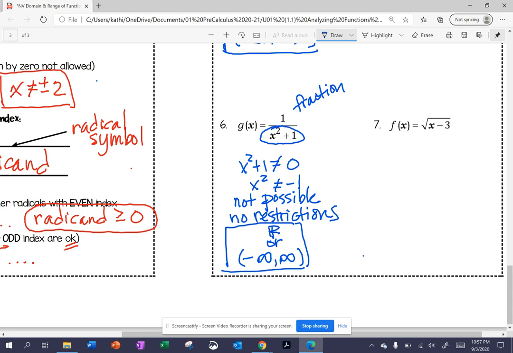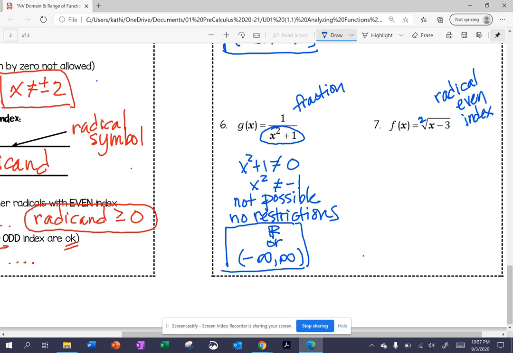Number 7. So I'm asking myself two questions. Do I have a fraction? No. Do I have a radical with an even index? Since I have no number here, my index is 2. So I have a radical with an even index.